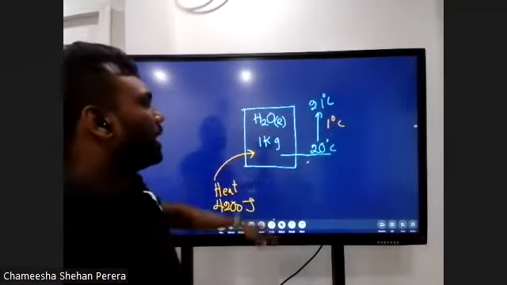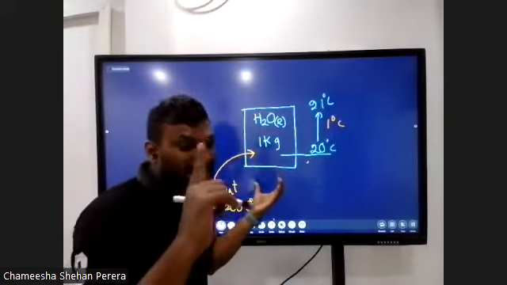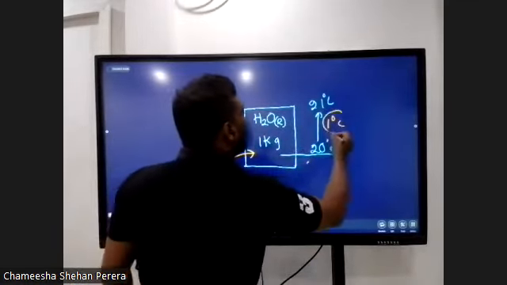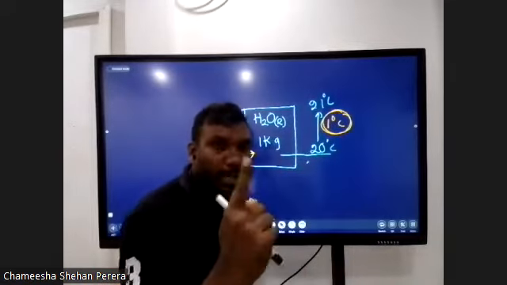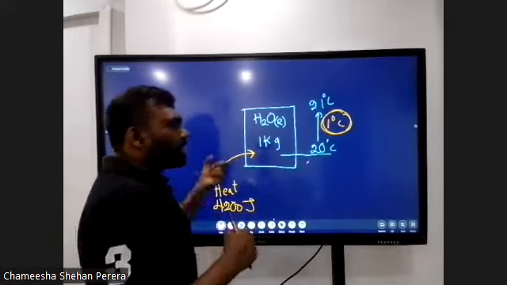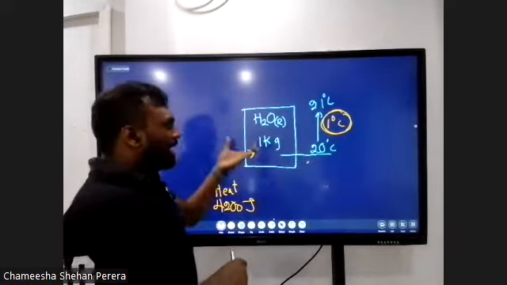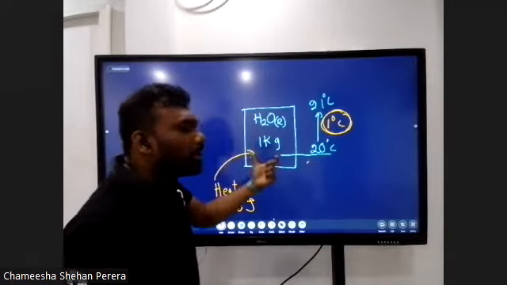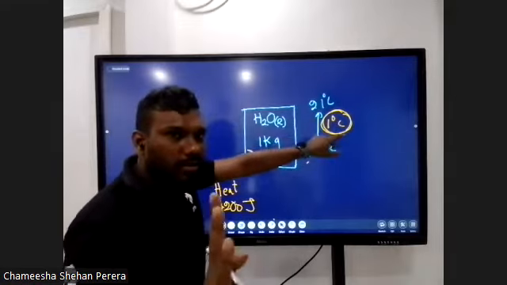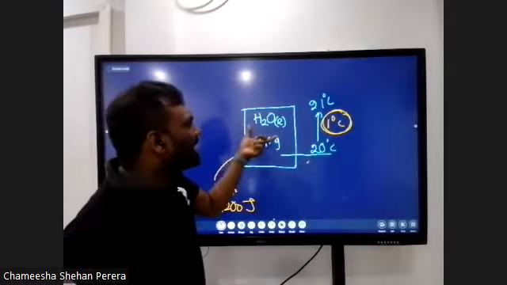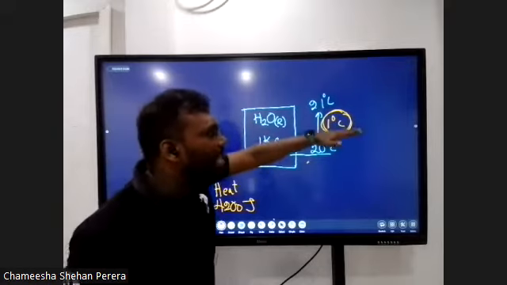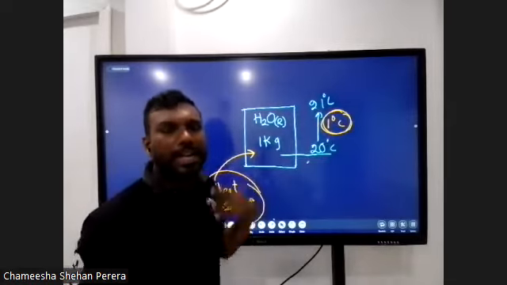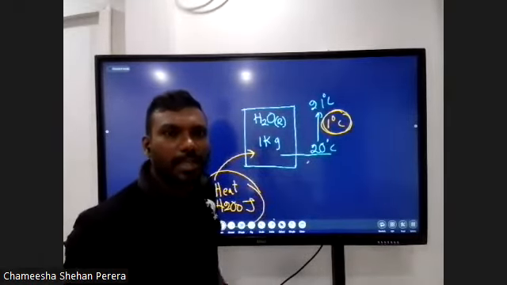Okay, keep it in mind. If you have 1 kilo of water, and you want to increase the temperature of the water by 1 unit, you need to supply 4,200 joules of heat. If you want to increase the temperature of 1 kilo of water by 1 degree Celsius, you need to supply 4,200 joules of heat. That's the specific heat capacity.